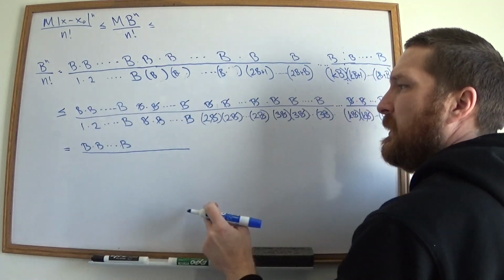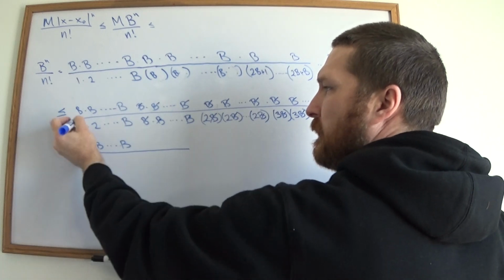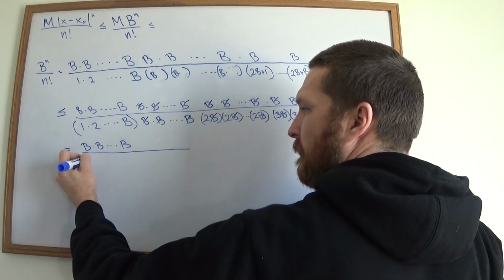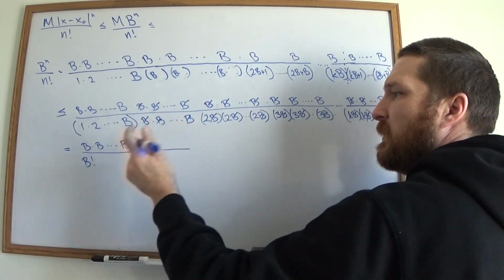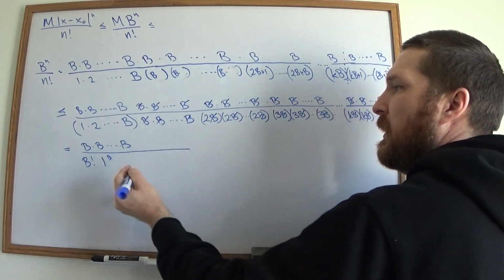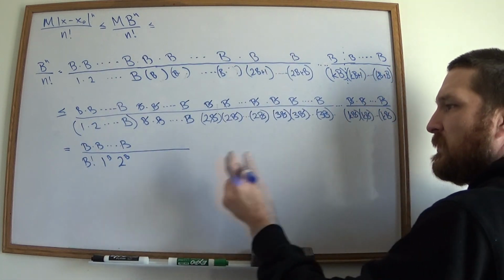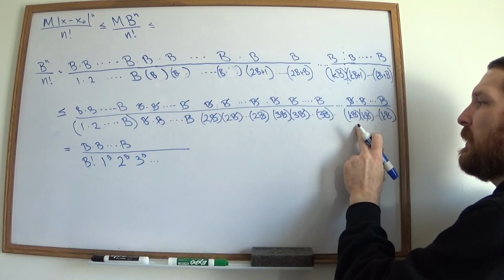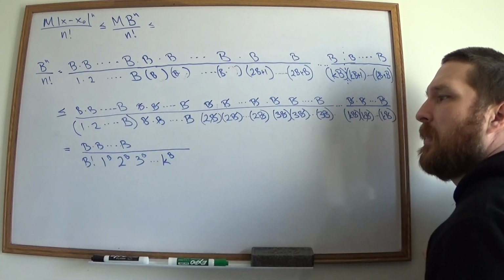Now what do we have in the denominator? Looks like we have a 1 up to b. So that's b factorial. That's 1 times 2 times 3 all the way up to b, the same thing as b factorial. This is just 1 times 1 times 1, a total of b times. This is just 2 times 2 times 2, a total of b times. This is just 3 times 3 times 3, a total of b times. And so on, all the way up until I get to k times k times k, a total of b times.